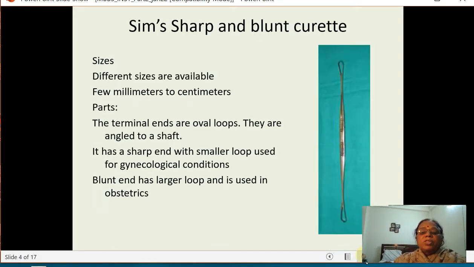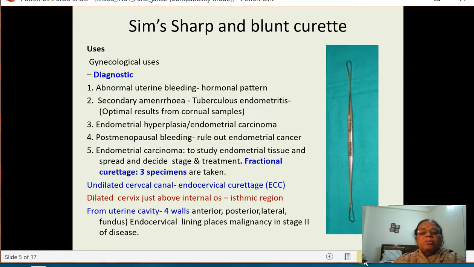This is Sims sharp and blunt curette. It comes in different sizes. As you can see, the loop is of different sizes, a few millimeters to centimeters. This is at an angle with the shaft. The blunt end is used in obstetrics and the sharp edge is mostly used in gynecology.